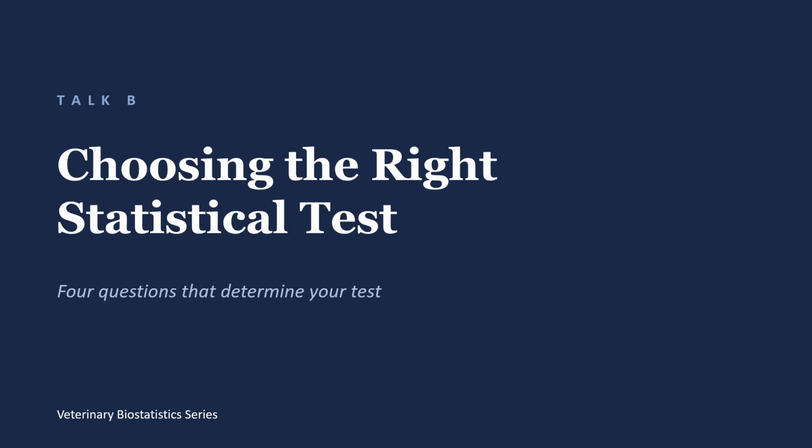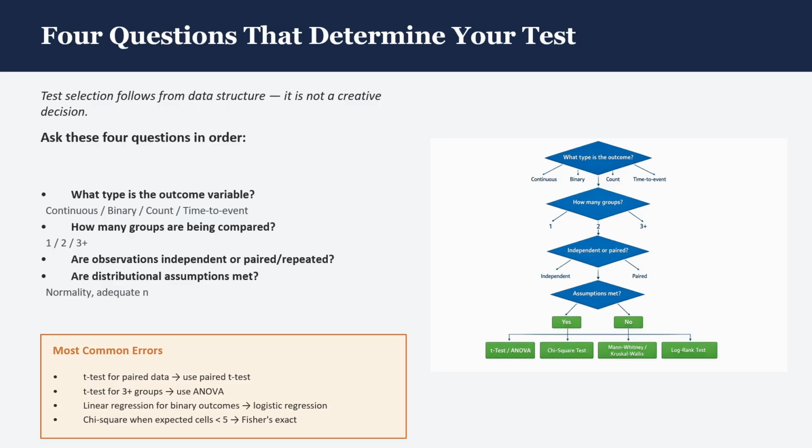Test selection is not a creative decision. It follows almost mechanically from 4 questions about your data. Work through them in order, and you'll arrive at the correct test almost every time. Question 1 is the most important and the one most often skipped.